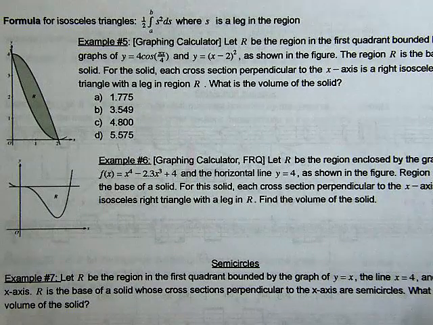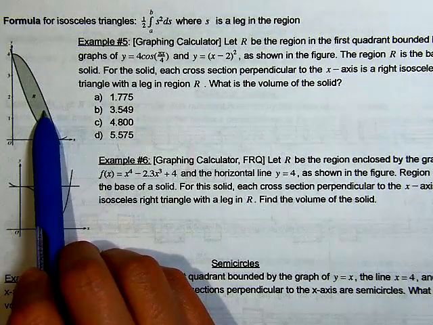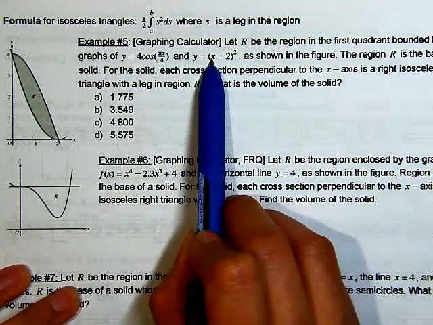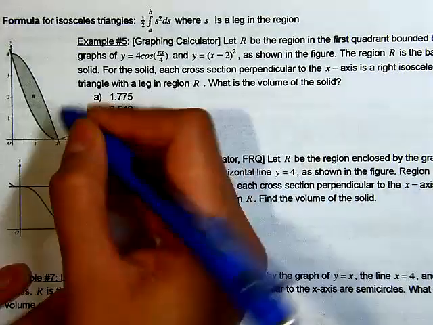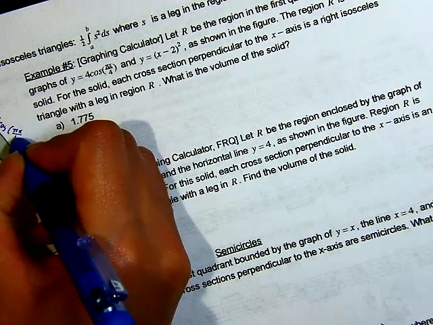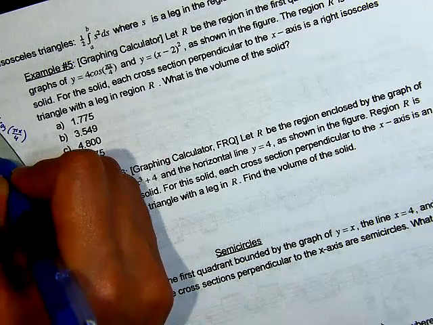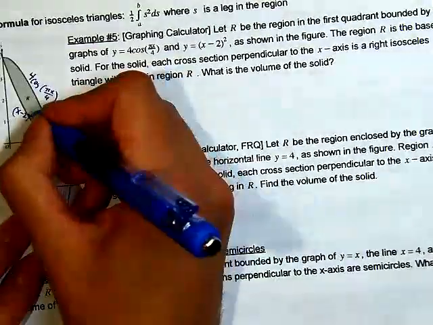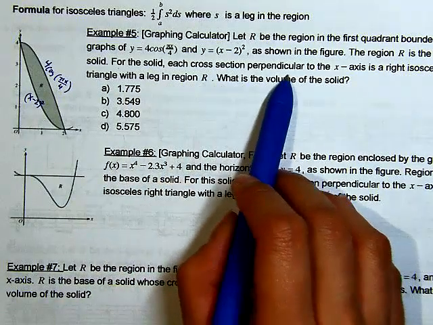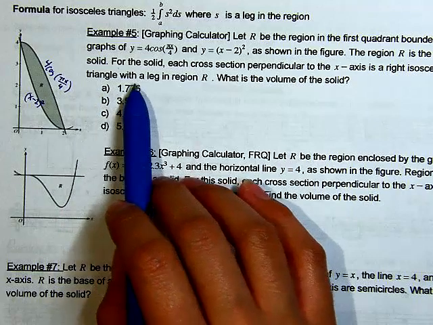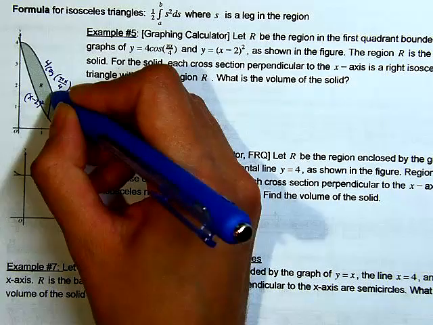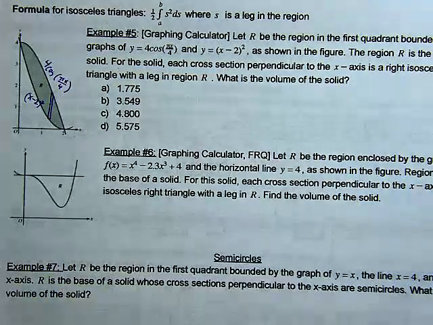So this next example has a graph that comes with it. So we have y equals 4 cosine pi x over 4 and x minus 2 squared. So again, it says that region is a base of solid. For the solid, each cross section perpendicular to the x-axis is a right isosceles triangle with a leg in region R. So again, we're drawing our slices so they are perpendicular to the x-axis.